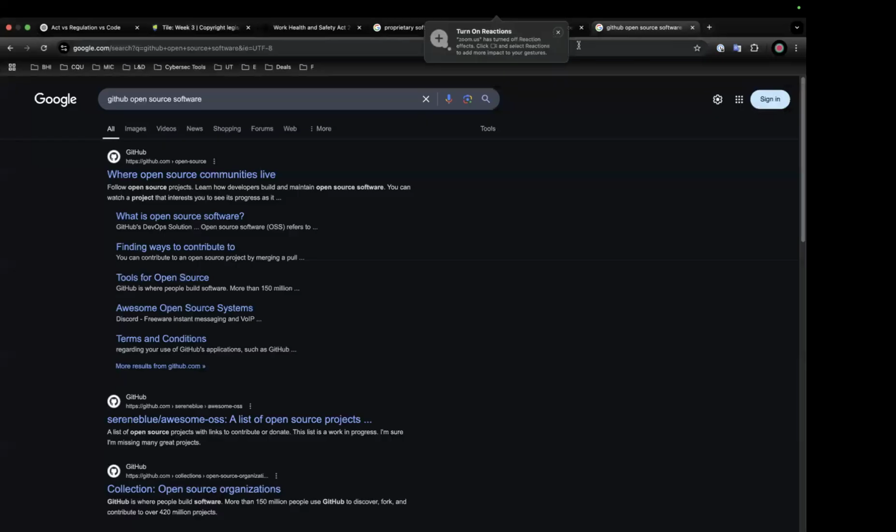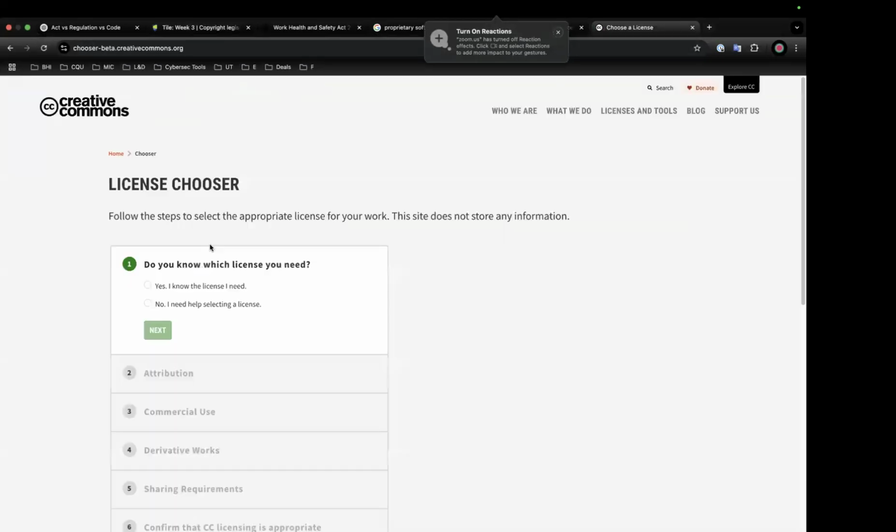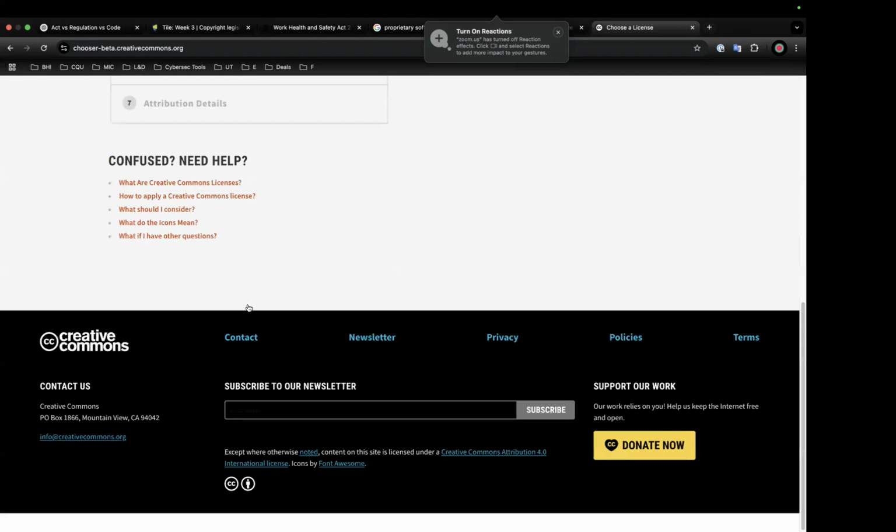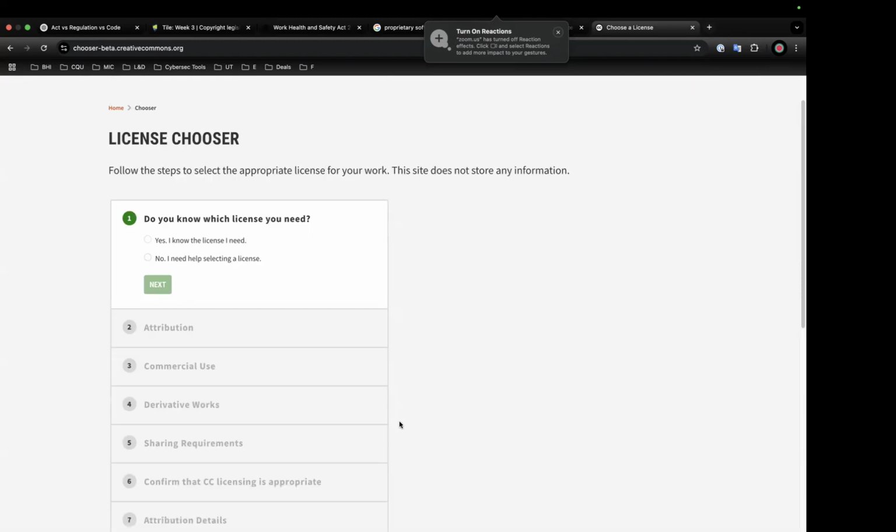Okay, so we come here. You can see when you apply for a Creative Commons license, maybe you created a piece of work, but you're open to sharing it with others, right? This is how you can apply for a Creative Commons license, and the different things that you can apply for.